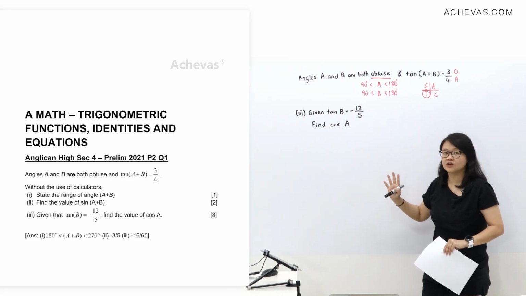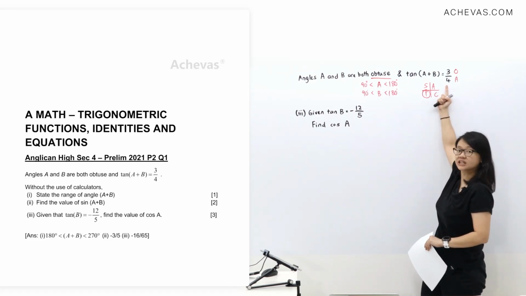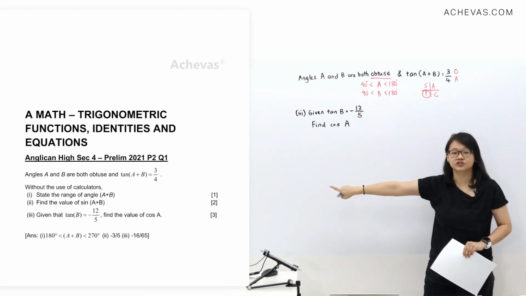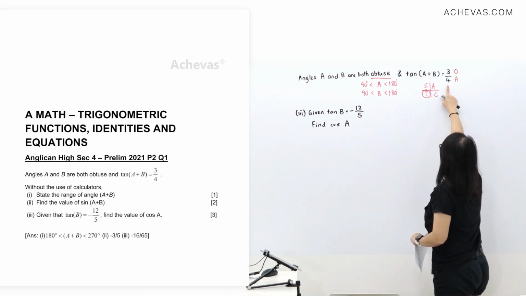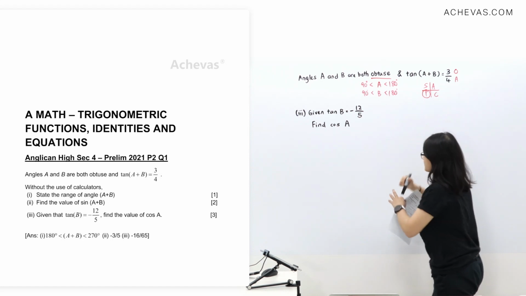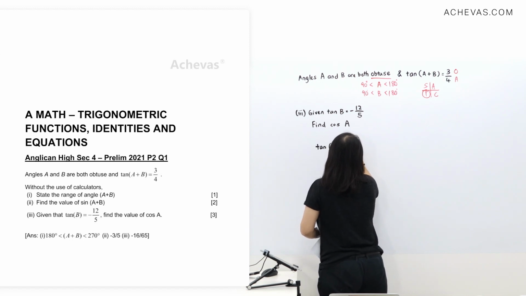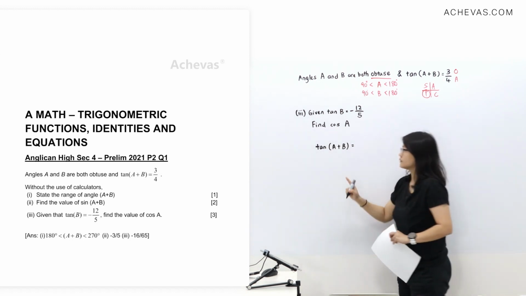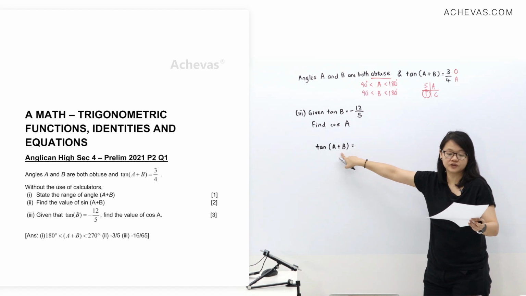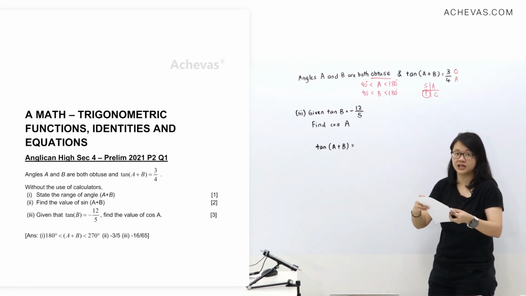So I'm going to choose one. Of course, I will choose this one, because it's given to me, in case my number 2 is wrong. So I'm going to use this to start. I'm going to use this, and you can refer to the formula. So I'm going to write down the formula for tangent A plus B.